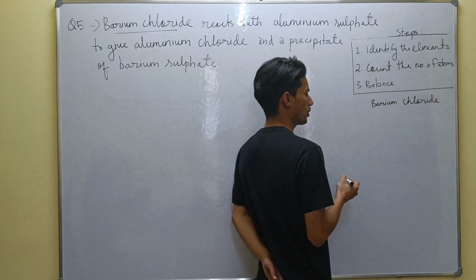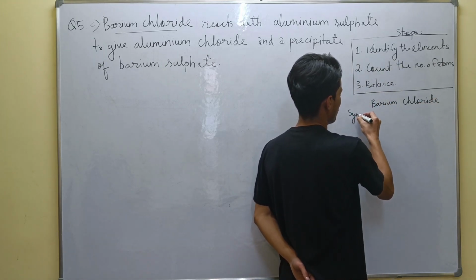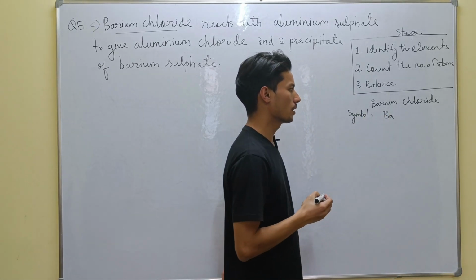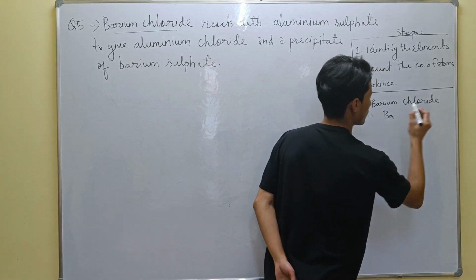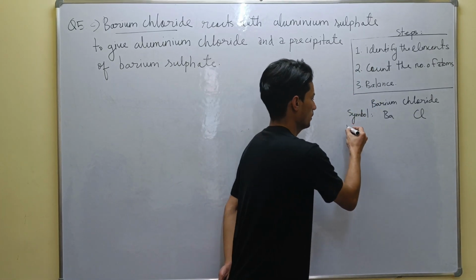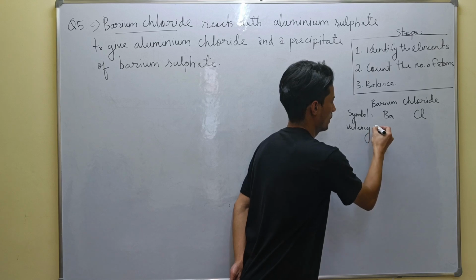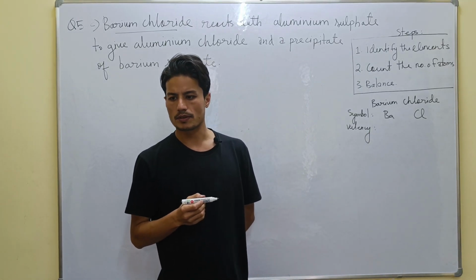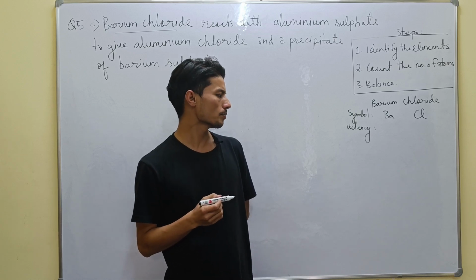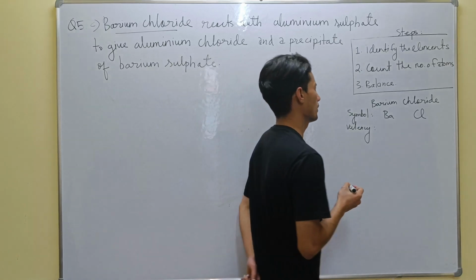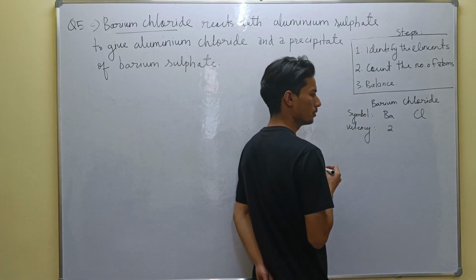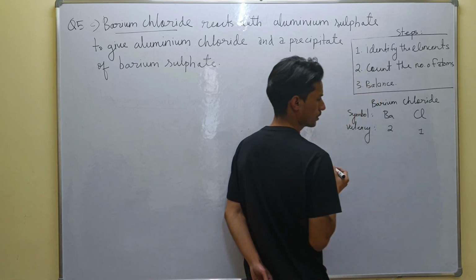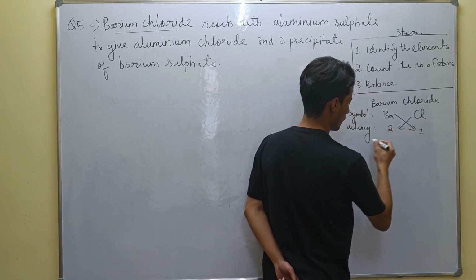Now barium chloride, you have to write the symbol here. Symbol of barium is Ba, isn't it? And chloride is chlorine, so it's Cl. Next you have to write the valency. So what is the valency of barium chloride? What is the valency of barium? Barium has valency 2, and chloride has valency 1. So now you will do cross multiplication and then you will get your formula.